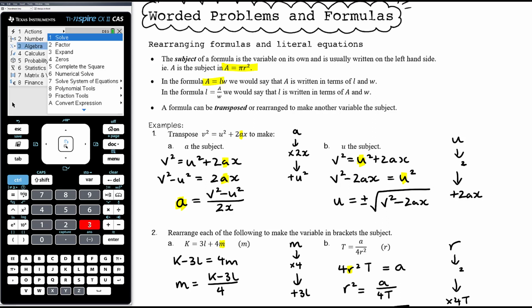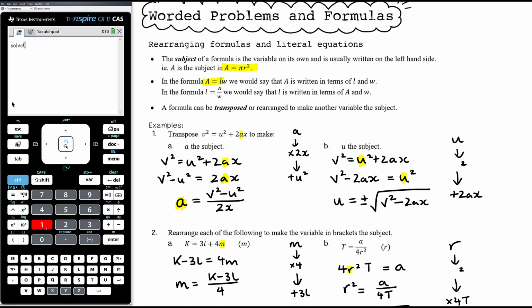So menu 3.1 for solve. You want to type in your formula, so I'm going to type in this formula. And we do need to be a bit careful when we're entering in formulas. So I'm just going to type it in, v squared equals u squared plus 2ax. Now, if you type 2ax, and then we want to make a the subject, so comma a, and press enter, I'm going to have trouble here.